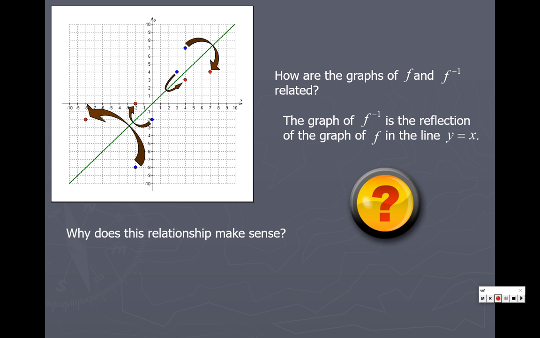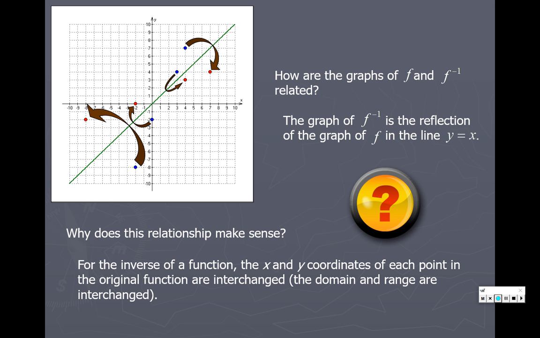Why does this relationship make sense? Maybe it doesn't. It's difficult to see why it would make sense, why you'd be reflecting over the line y equals x. With this line y equals x, you're just taking the x-axis. Do you see my thumb and finger along the x and y-axis? You're really taking the x-axis and making it the y, and the y-axis making it the x, and you see how that results in this weird flipping action over the line y equals x.